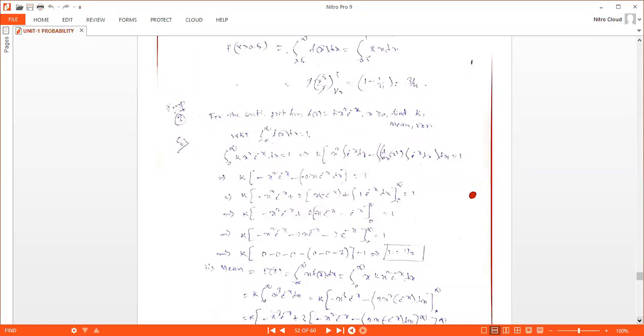Let's solve one more problem. For the continuous probability function f of x equal to k x square e power minus x, for x greater than or equal to 0, find k, mean and variance.